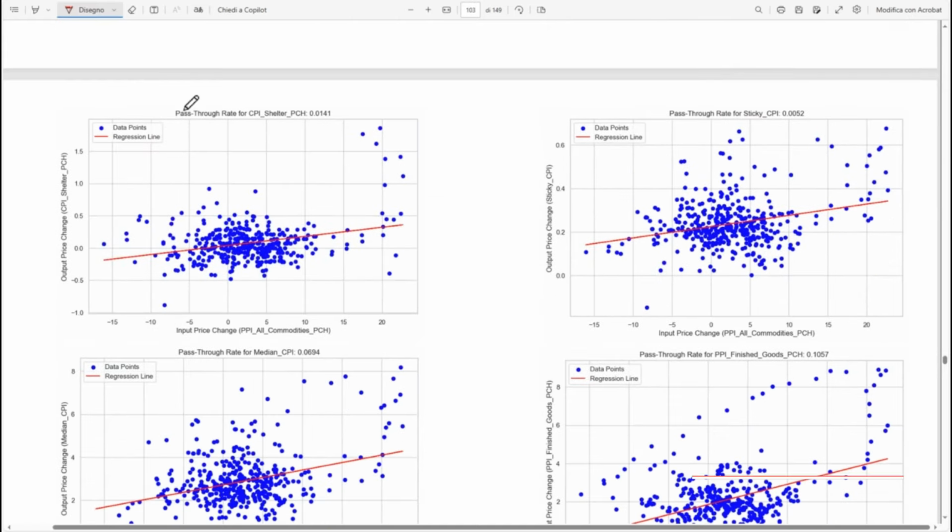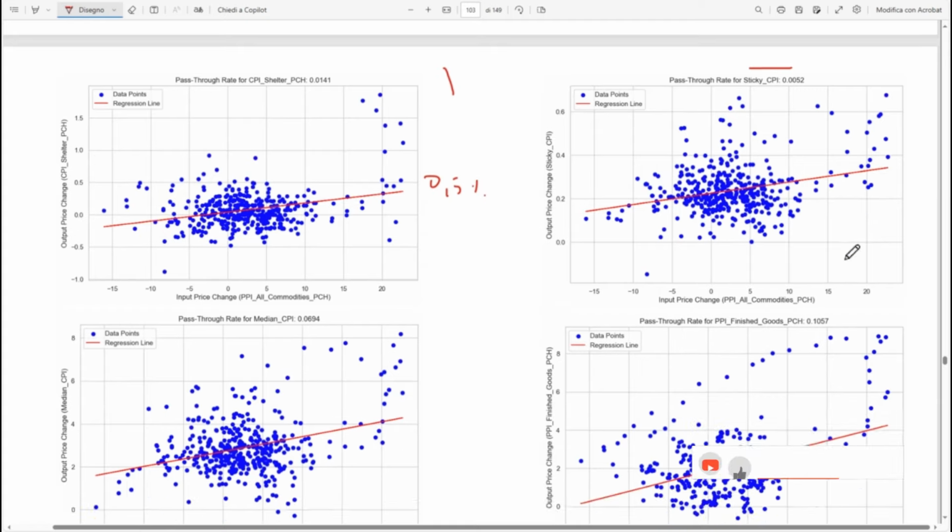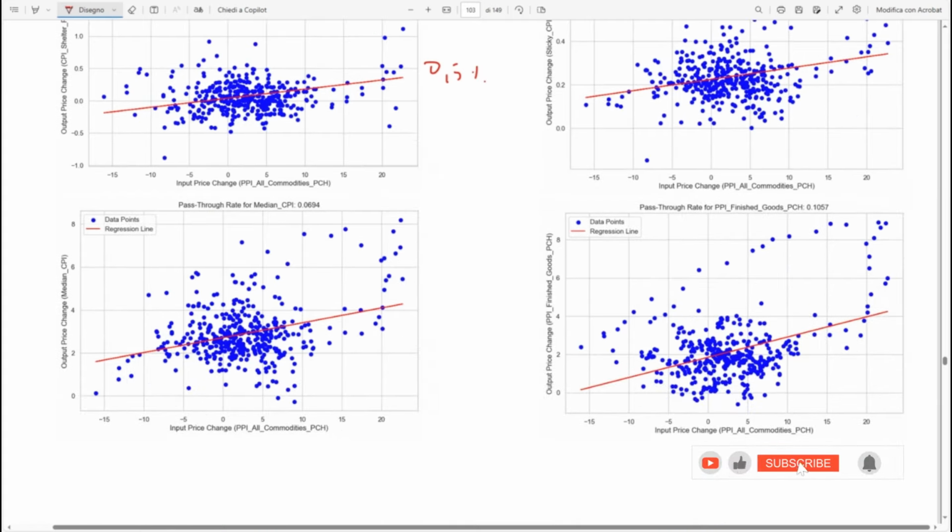So we can see here that these have marginal effects, like a 0.5% change, and sticky CPI could be increasing by 0.3% when we have this bump up of tariffs. The median CPI could vary more, and the baseline is somewhere between 2 and 3% here, and then it could vary very much, up to 4%.